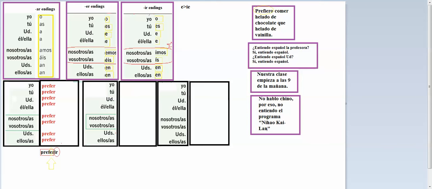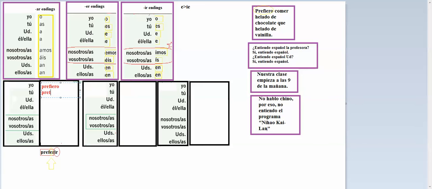So prefer is what I'm dealing with. If I go down here for yo, I've got prefer. I'm going to change that second E to an IE, and then I'm going to add the IR ending. Since preferir is an IR verb, here are my IR endings. I'm going to add an O. Prefiero.